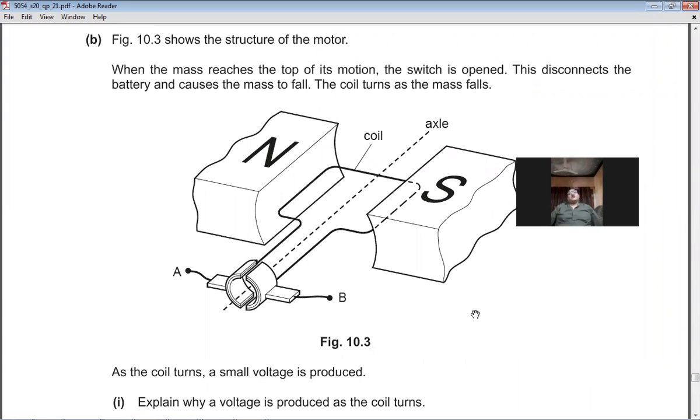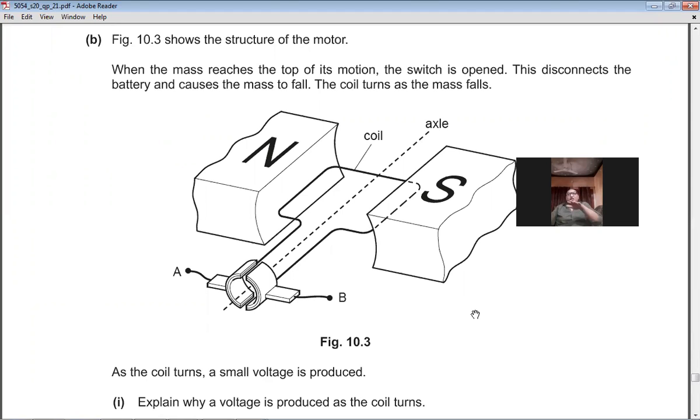Figure 10.3 shows the structure of the motor. When the mass reaches the top of its motion, the switch is opened. This disconnects the battery and causes the mass to fall. The coil turns as the mass falls. As the coil turns, a small voltage is produced. Explain why a voltage is produced as the coil turns.